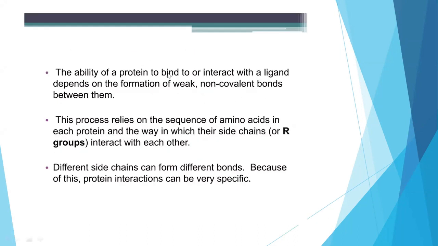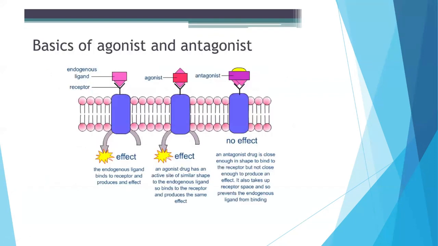Ligands can include a vast array of compounds, for example small amino acid derivatives, small peptides, or proteins. The ability of a protein to bind to or interact with a ligand depends on the formation of weak, non-covalent bonds between them. This process relies on the sequence of amino acids in each protein and the way in which their side chains, or R groups, interact with each other. The different side chains can form different bonds. Because of this, protein interactions can be very, very specific.